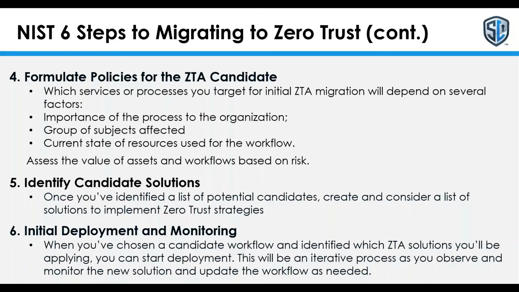Right. You identify candidate solutions. Once you've identified a list of potential candidates, create and consider a list of solutions to implement. There are companies that specialize in this. Most of them specialize in cloud security, and there is no turnkey solution. That makes zero trust different from previous network architectures.